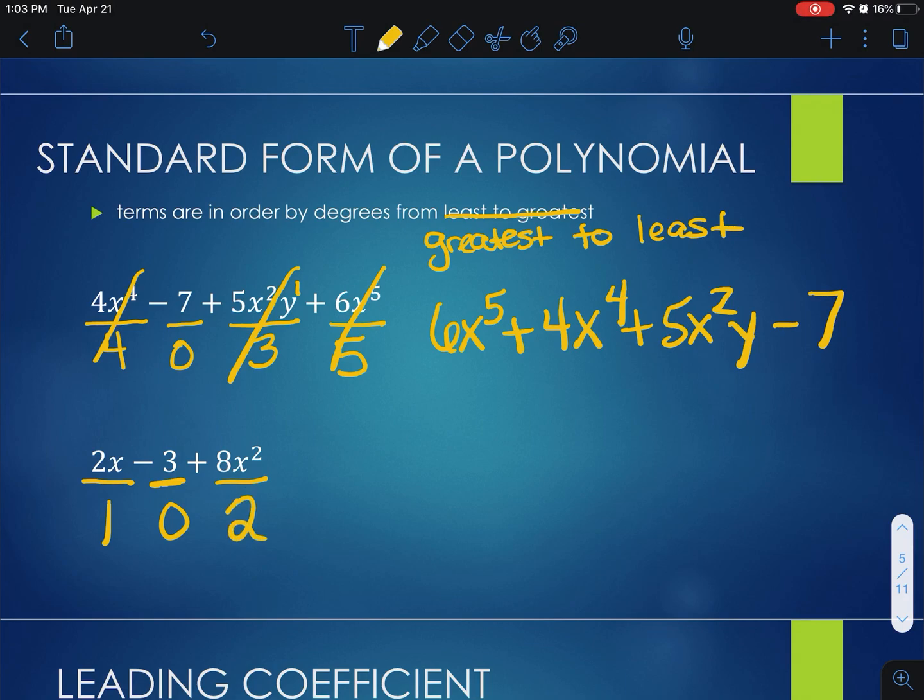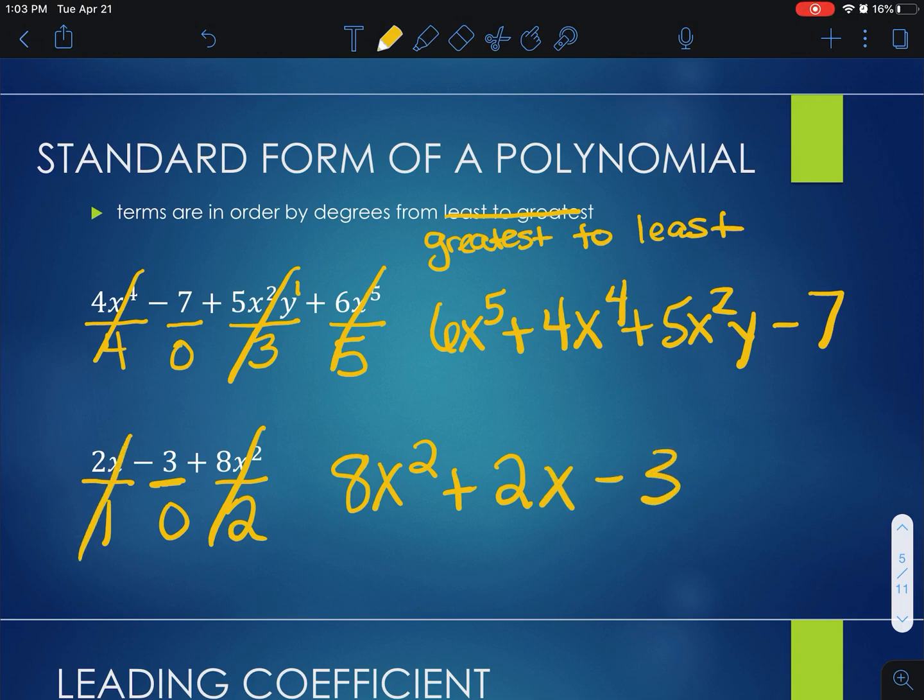So 2 is my highest degree, so that means 8x squared goes first. I like to mark them out as I use them, helps me keep track. 2x would be next, so plus 2x. And then that leaves -3 at the end.